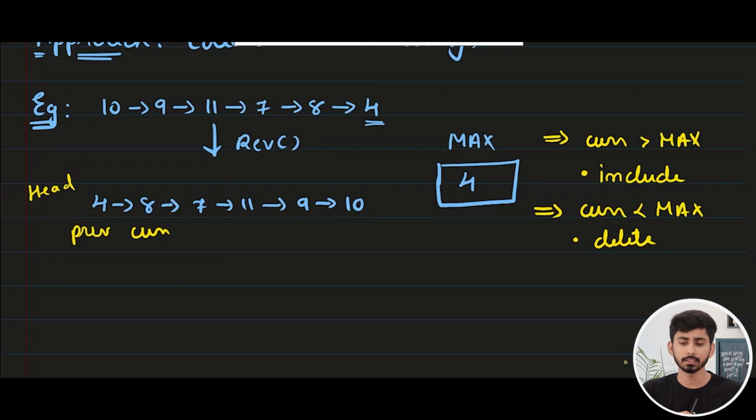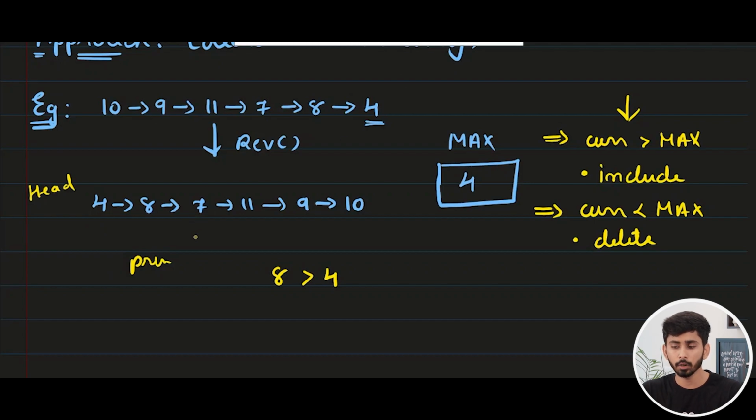So now let's try to solve this test case. Right now I can see that current is pointing to 8 and previous is pointing to 4. So this current will be compared with maximum. So 8 is greater than 4. This condition says that if current is greater than max, then I'll be including it in the linked list. So including means I will be updating the value of previous. So your previous will now be pointing to current and your current will be moving ahead. But before that, you need to update your maximum variable as well, right? Because you found a value that is greater than your maximum, that is 8. So update the maximum.